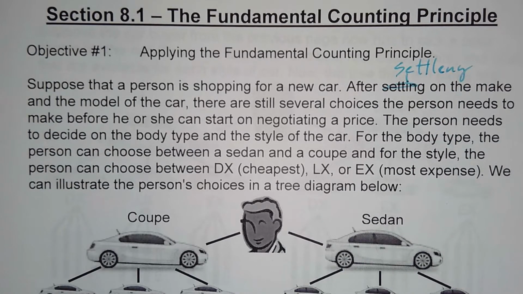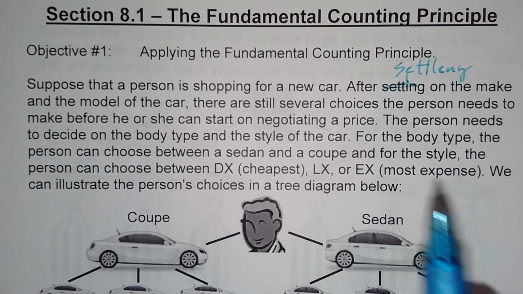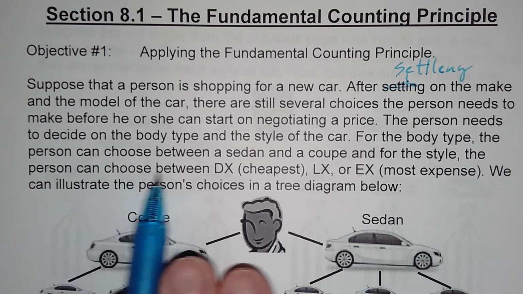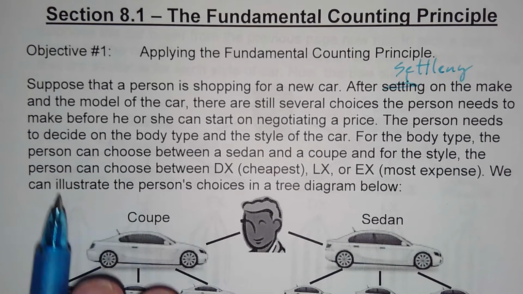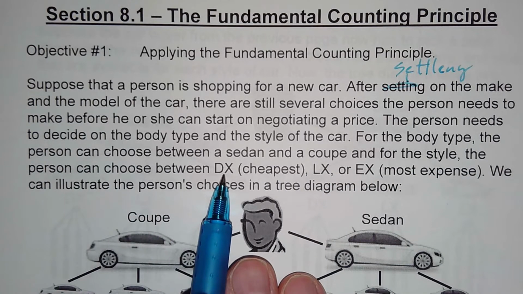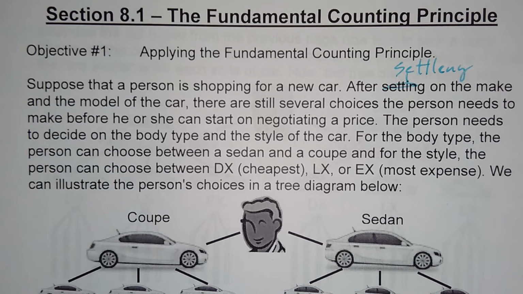On the make and model of the car, there are still several choices the person needs to make before he or she can start on negotiating a price. The person needs to decide on the body type and the style of the car. For the body type, the person can choose between a sedan and a coupe. And for style, the person can choose between the DX, cheapest, LX, or EX, most expensive.